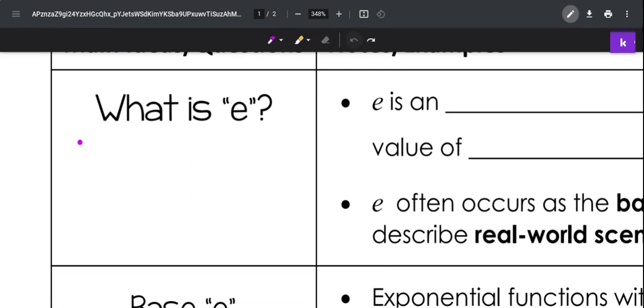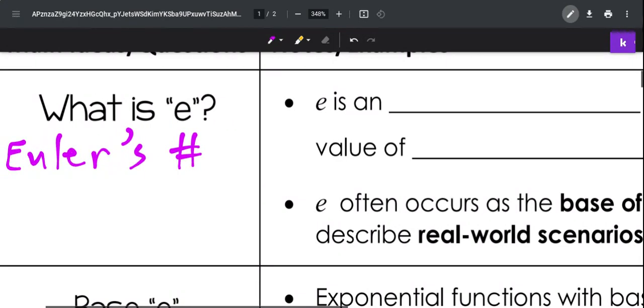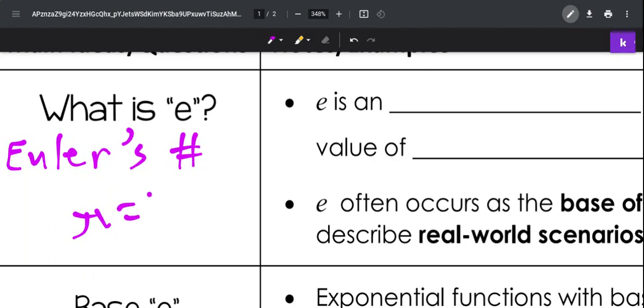It's spelled Euler. So Euler's number. All right. Now, e is kind of the same thing, well, it's not the same thing, but it's similar to pi. Pi stands for a number. Pi stands for 3.14. All right, and so on.